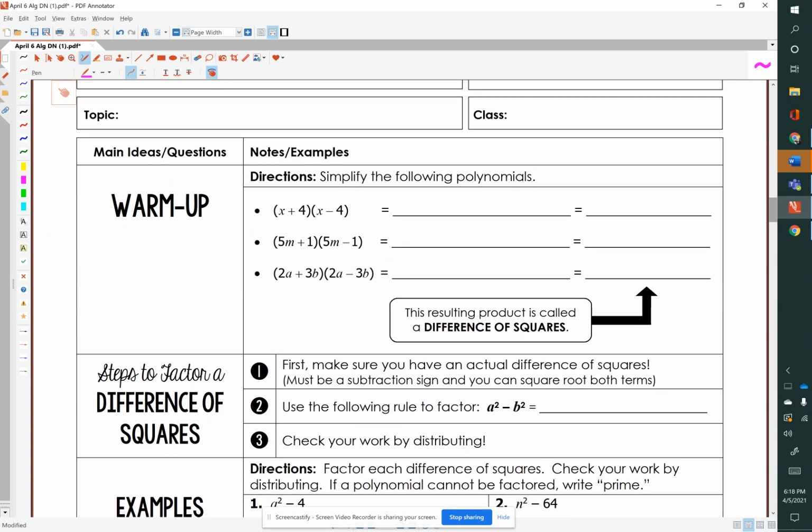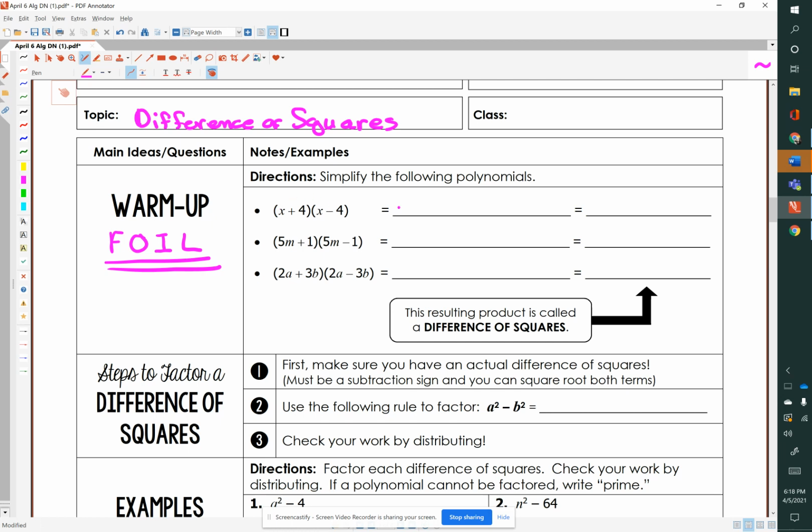So today our topic is factoring a difference of squares. And this is one of the favorite algebra topics. It really is. We're going to start with a warm-up, and as we warm up, we're going to use FOIL, the FOIL method, another algebra favorite, our first outer inner last strategy to help us simplify these polynomials.